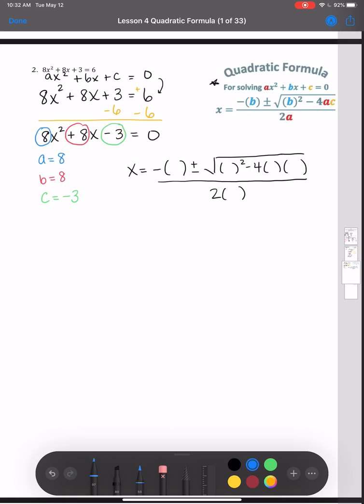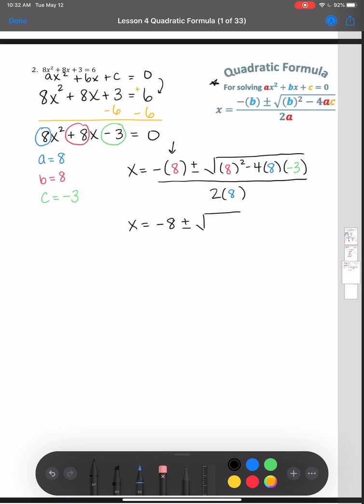So we're going negative b, so b is 8, plus or minus the square root of b squared, b is 8, minus 4 times a is 8, times c. c is negative 3. All divided by 2 times a, which is 8. So again, we're just going to simplify. We have a negative times a positive, so that's negative 8 plus or minus.